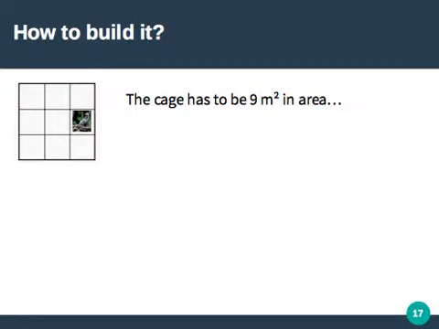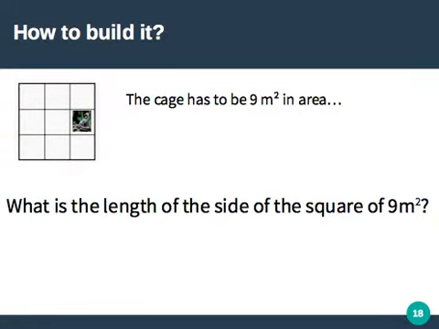Where do I start? Well, I gotta know what's going to be the length of each of the sides because, well, I gotta get some material. I can't say, give me 9 square meters to make. No, I gotta give them the length to make my walls of this cage. So the question is, what is the length of the side of the square of 9 square meters?